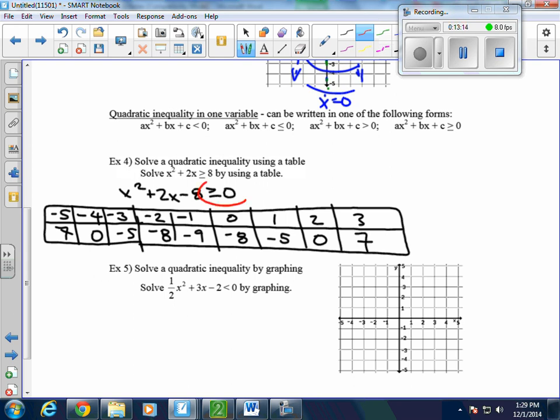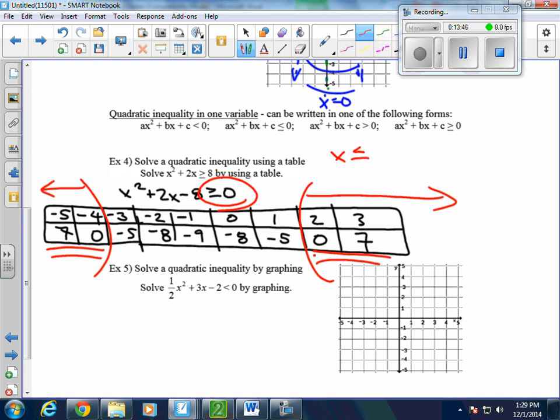And our goal is to find the place where this is greater than 0. So we want to find out the places where this is greater than or equal to 0, and that is everywhere from here, this direction, and from here, going this direction. So if we're solving using a table, we want to find out where these values are positive, or in this case, equal to 0. And that is going to happen when x is less than or equal to negative 4, and when x is greater than or equal to 2.